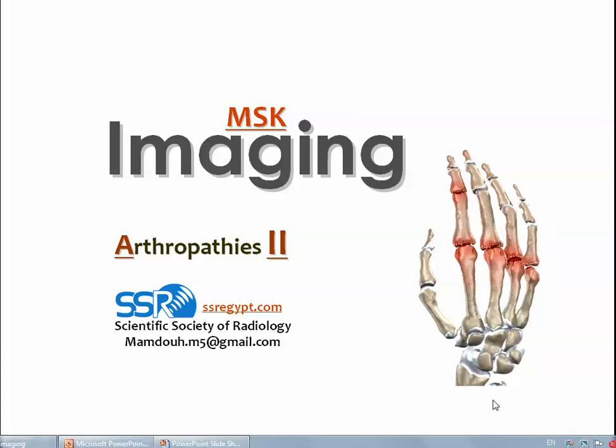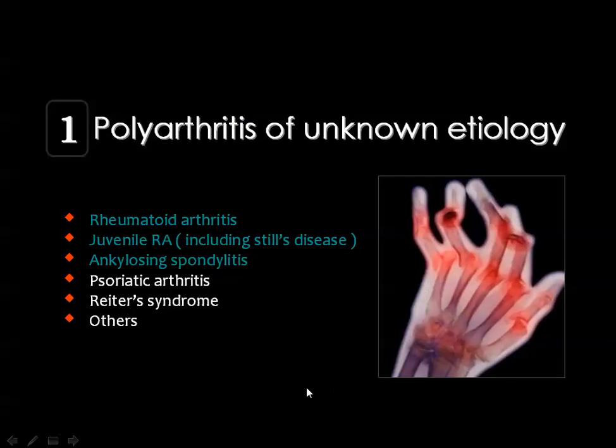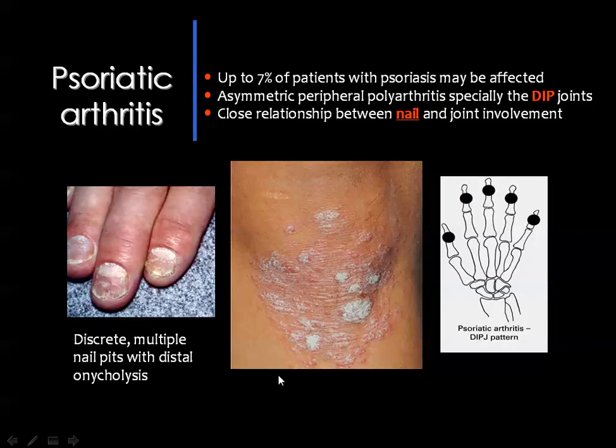Dear colleagues, we will continue the lecture of imaging of arthropathies, and we have finished the first part. You remember that we started with the group of polyarthritis of unknown etiology, and we discussed rheumatoid arthritis, juvenile rheumatoid arthritis, as well as Still's disease. Also, we have finished with ankylosing spondylitis. Now we will deal with psoriatic arthritis and Reiter syndrome.